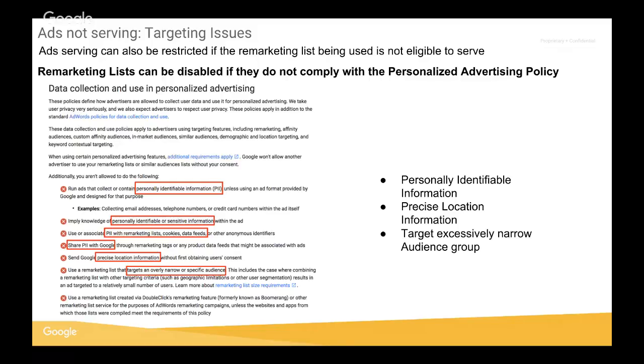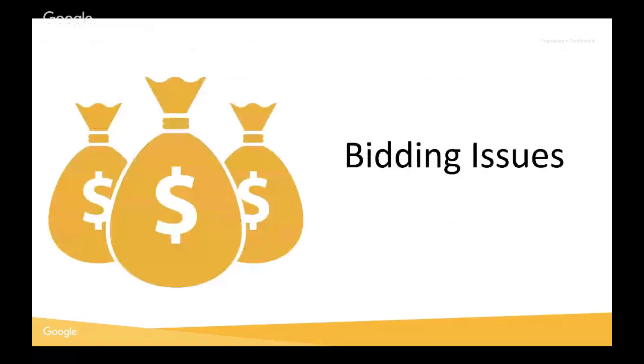So do look into the policy surrounding remarketing lists. Personalized advertising policies are more restrictive than normal policies. Not all products can be used with remarketing lists, precisely because of these reasons. So do look through that, and that could be the reason why your ads might not serve if there are remarketing lists in it.